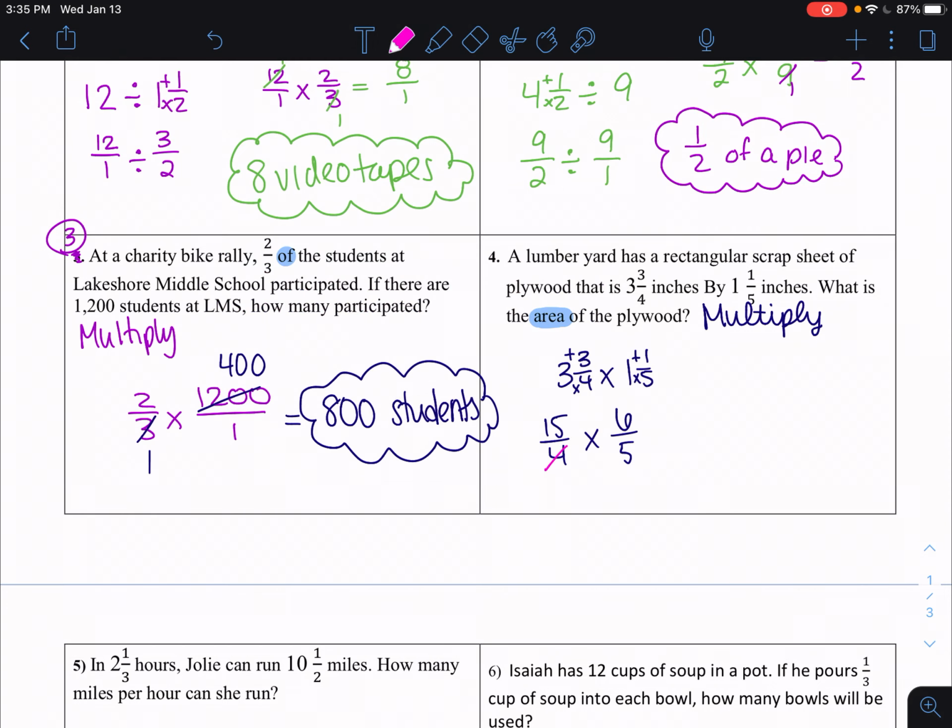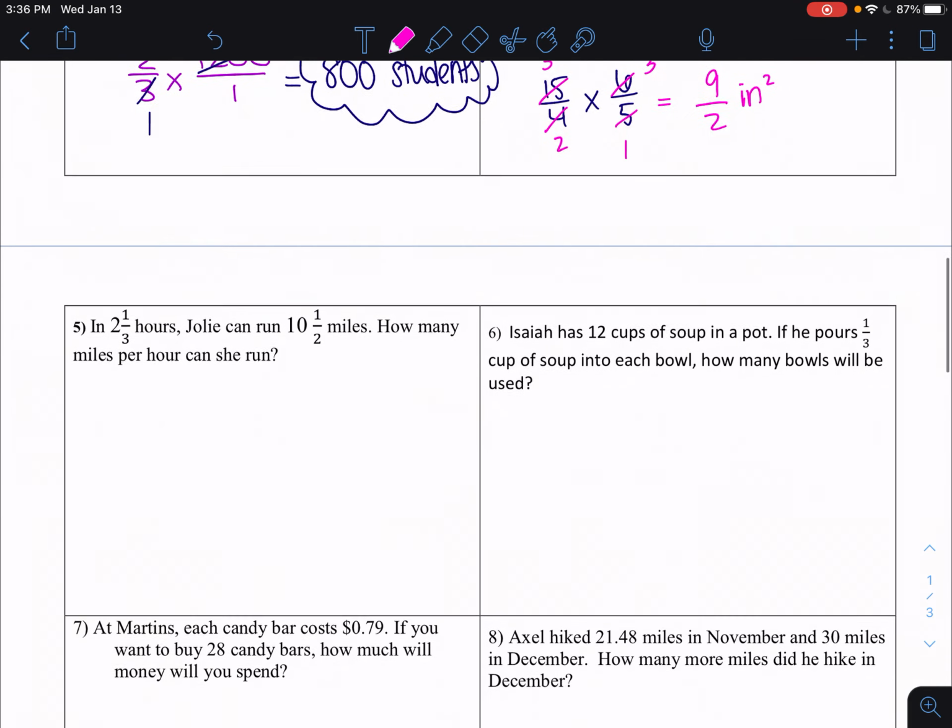So 4 and 6 have a 2 in common. 5 and 15 have a 5 in common. So the area of the plywood is going to be 9 over 2 inches squared, because area is in square units.